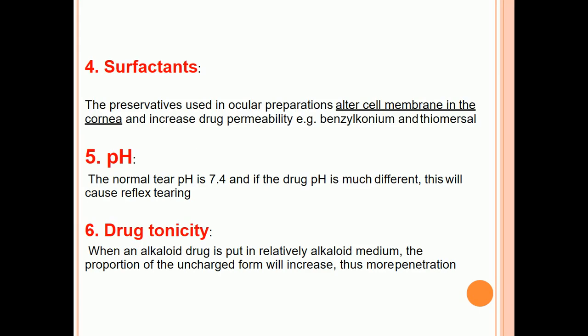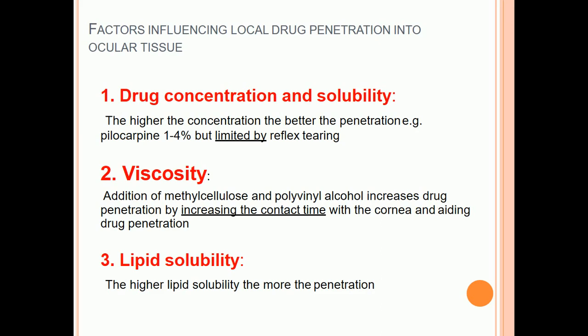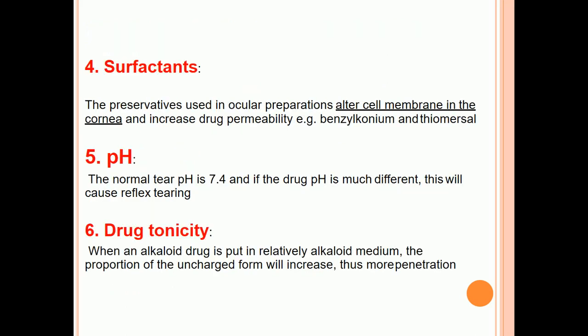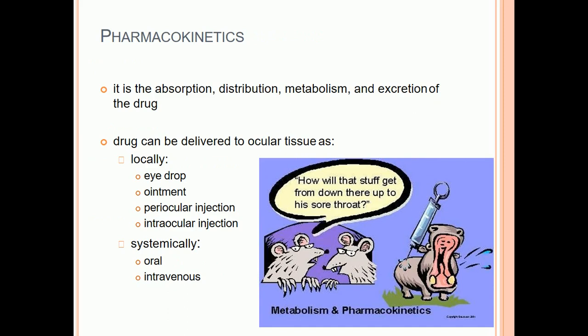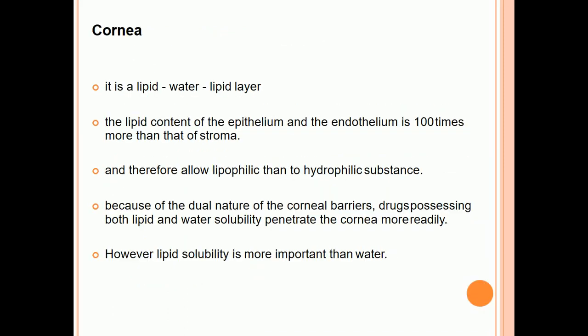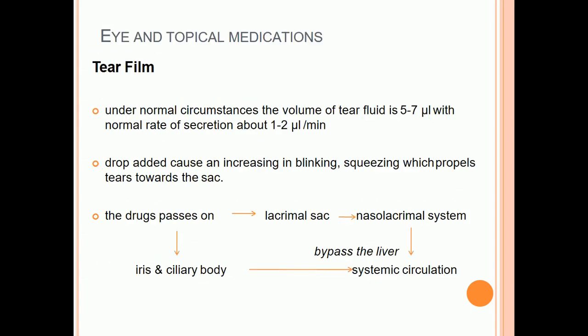In this lecture we have discussed the drugs used in the treatment of ophthalmic disorders, and we have also talked about the factors that can influence local drug penetration into the ocular tissue, such as drug concentration and solubility, viscosity, lipid solubility, surfactants, pH, and drug tonicity. In my next lecture we will talk about the ocular drug delivery system.